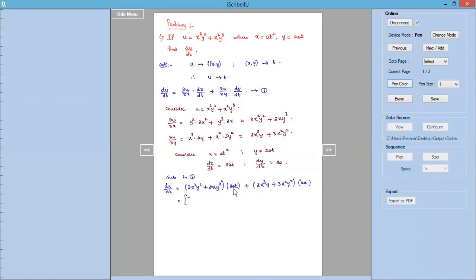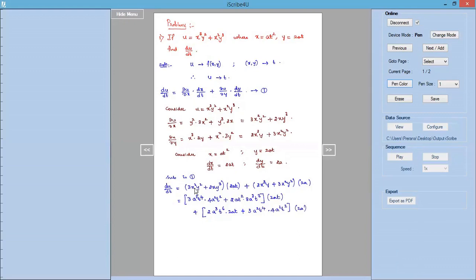So this gives us 3 into x squared: x squared gives us a squared t power 4, into y squared gives us 4a squared t squared, plus 2 into a t squared into y cubed, so 8a cubed t cubed, the whole thing into 2at, plus 2x cubed: x cubed gives us a cubed t power 6, into y, y is 2at, plus 3x squared y squared. x squared gives us a squared t power 4, into y squared gives us 4a squared t squared. The whole thing into 2a as it is.